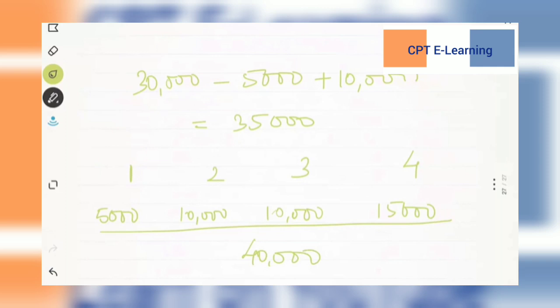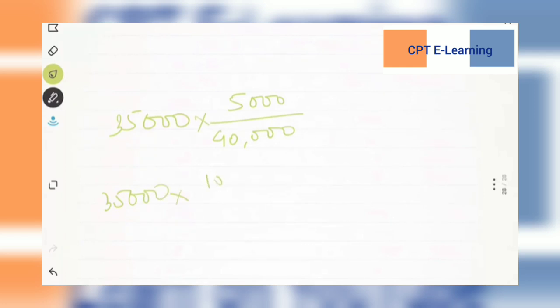Now, as simple as that, just remember first year is 5, second is 10, third is 10 and fourth is 15. So what is the value of the machine? The value of the machine is 35,000. If someone asks me what is the depreciation of first year, I'm going to do how much I will use in first year divided by the total, right? 35,000 into 5,000 divided by 40,000. If someone asks me what is the depreciation for second year, I will do 35,000 into 10,000, how much I will use in the second year, divided by 40,000.